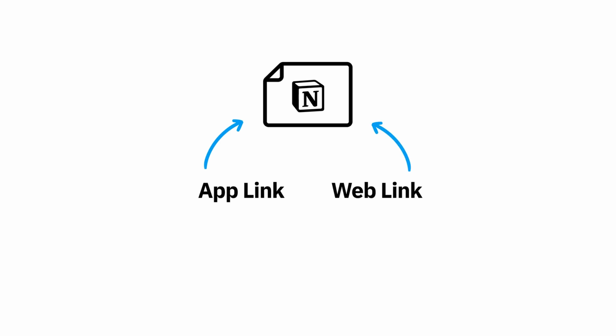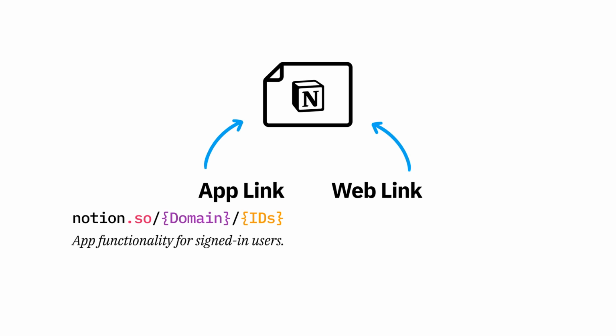You can access Notion pages in two ways, through app links and through web links. App links use the notion.so domain. Specifically, they're structured as notion.so/the workspace's domain, which is configured in settings, and then another / followed by ID information for the page and possibly for views. And when you visit a page from its web link using that notion.so domain, you're accessing it through the Notion app. That means you can use all the capabilities of Notion within your permission level for the page.